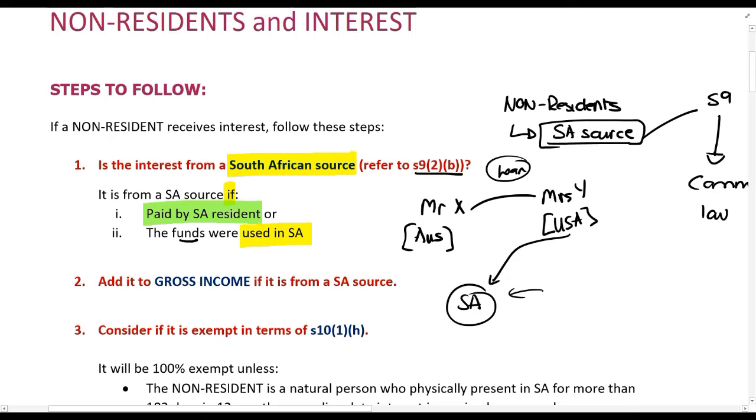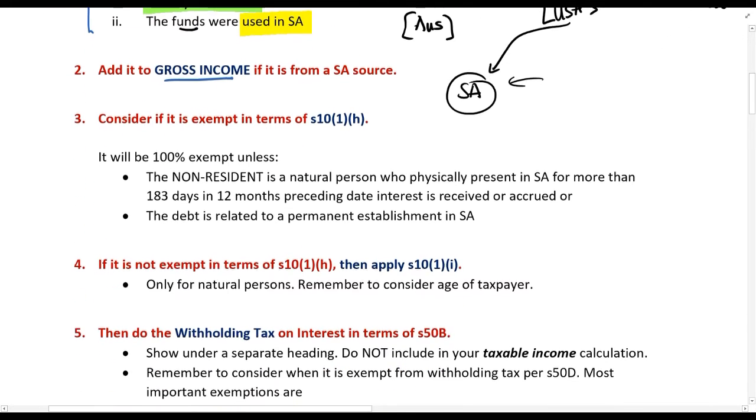Then, if you've now decided that it is from a South African source, then you will add it to the gross income of that non-resident. Now guys, please remember, if it is not from a South African source, you'll have to stipulate that in an exam situation, but there are no South African tax implications then. If it is from a South African source, you will then apply Section 10(1)(h).